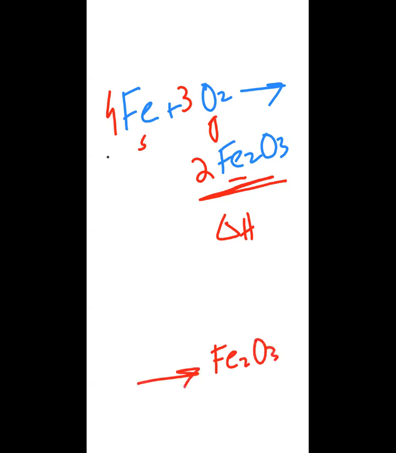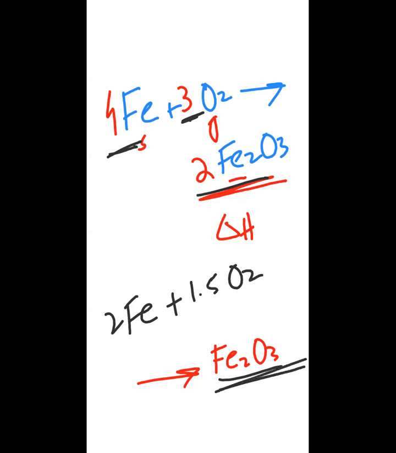4 moles is giving you 2 moles. So for 1 mole, what is half of 4? Half of 4 is 2. You have to take 2 iron. 3 oxygen, what is half of 3? 1.5. You have to use 1.5 oxygen. You will get this. And now the energy change, whatever the energy change which is involved during this reaction, either positive or negative, that is called a standard enthalpy change of reaction. Is it clear?